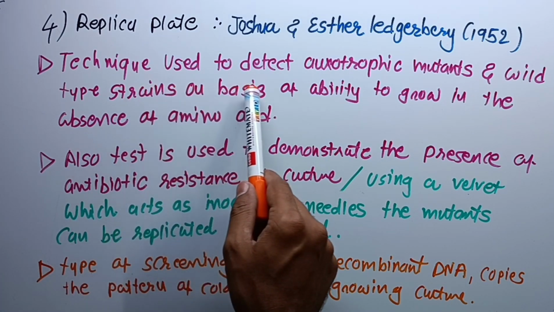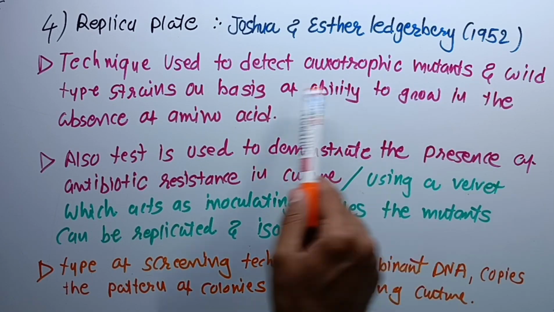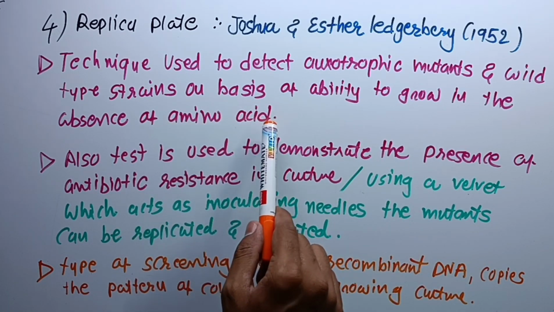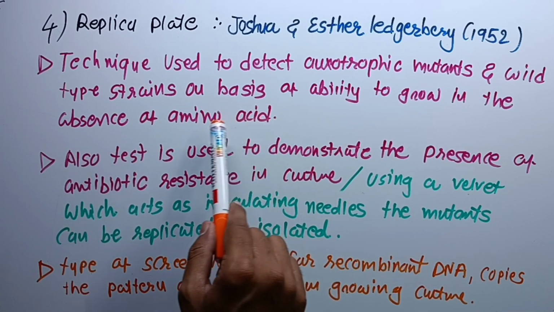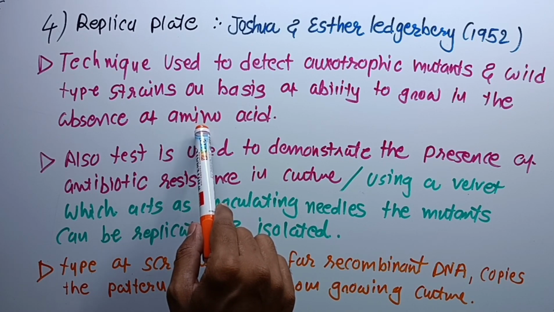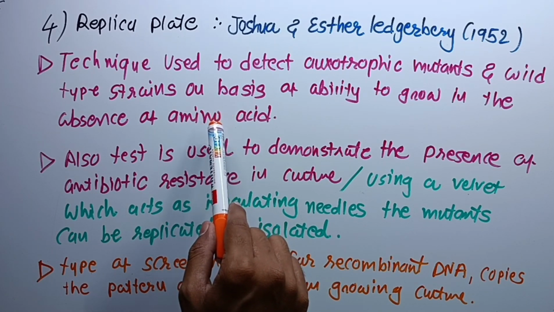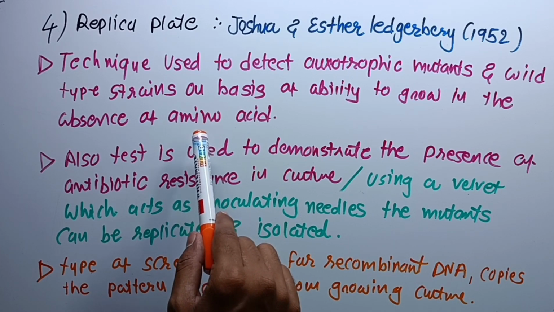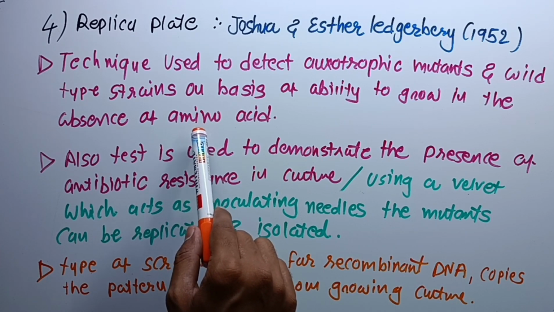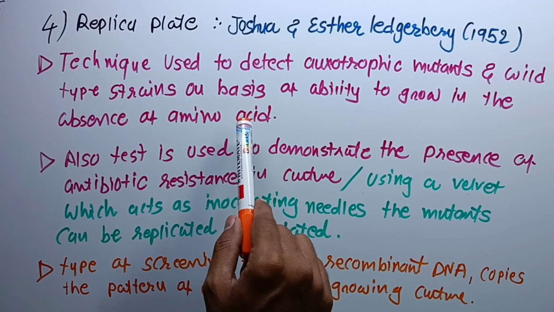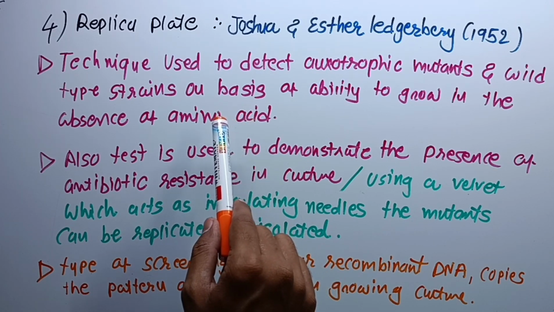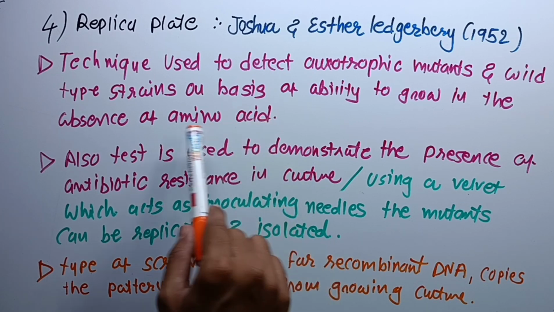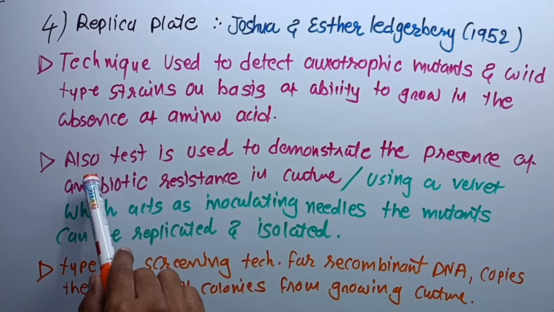This is a technique used to detect auxotrophic mutants and a wild type strain on the basis of their ability to grow in the absence of an amino acid. Here, one application is the absence and presence of amino acid: one medium has the amino acid and another lacks it. Based on that, we identify or detect the auxotroph mutants and the wild type strain. So this is the basic principle.